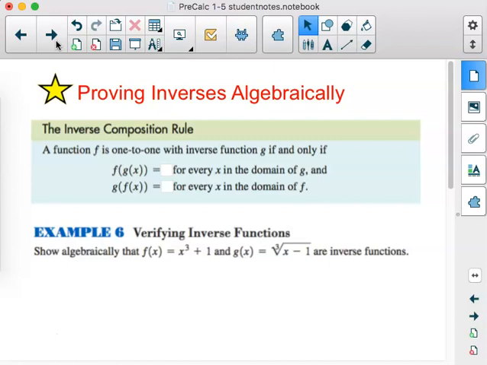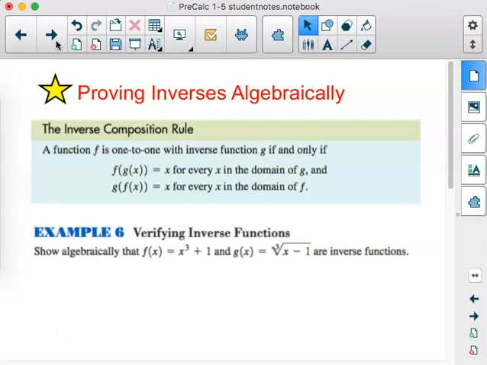So, inverse composition rule. I love this. This is just such a cool thing. The function f is one-to-one with inverse function g if and only if... Now you look at this and you see, oh, they're going to do composition both ways. But this is what's fabulous about this process. If they are truly inverses, it doesn't matter which way you do the composition. Your answer will be x.